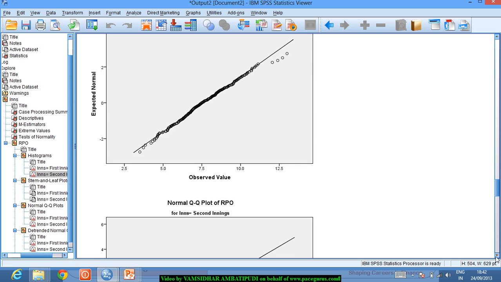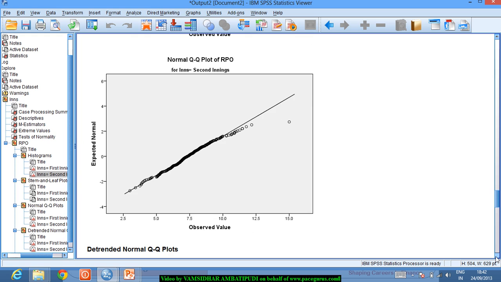Whereas when we look at the second innings, yes, most of them are lying very close to the normal curve, but the big issue is somewhere here. There is a huge deviation of this one single point from the normal straight line. That is one of the reasons the whole thing is coming out as a deviation from normality. If I take care of this one single point by eliminating the outlier, probably my issue is resolved to a large extent, right?